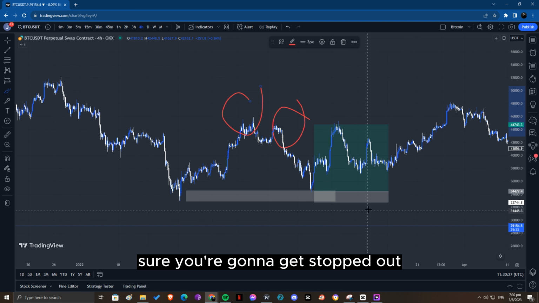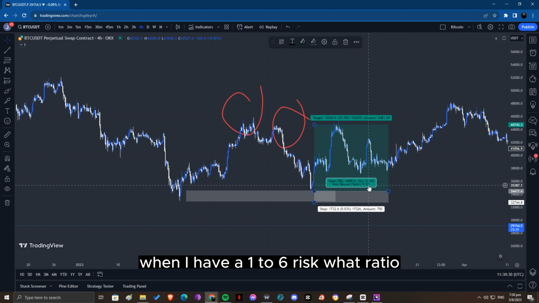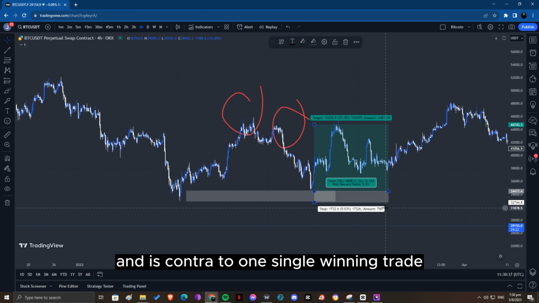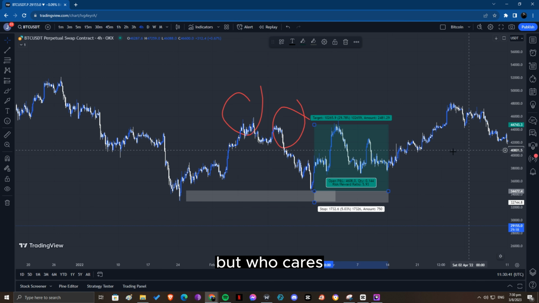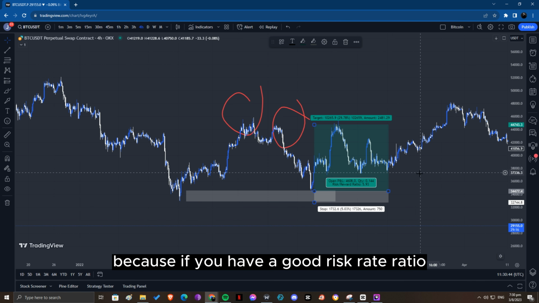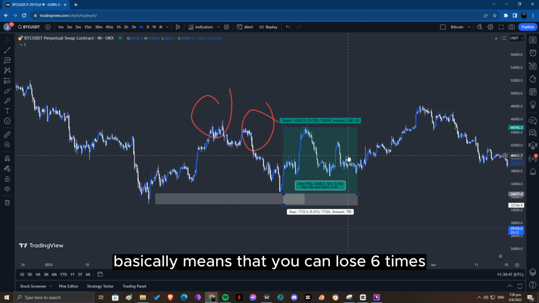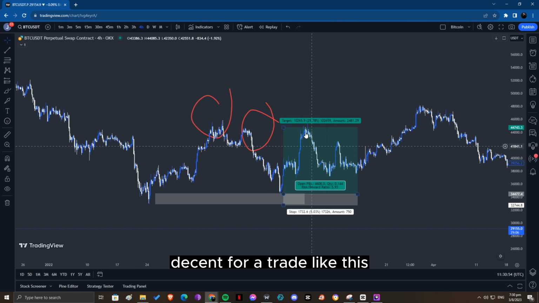Sure, you're going to get stopped out, but look at the risk reward ratio. What does it mean when I have a 1 to 6 risk reward ratio? That means that I can get stopped out 6 times, and it is contra to one single winning trade. So you might get stopped out 3-4 times, but who cares? Because 1 to 6 basically means that you can lose 6 times, and all you need to do is make one win to make up for all the 6 losses. So it's quite decent for a trade like this.